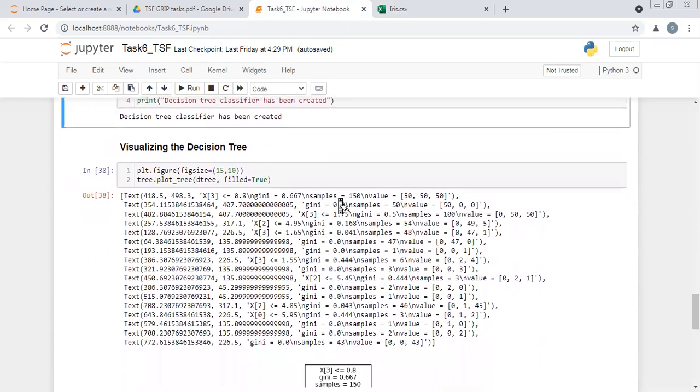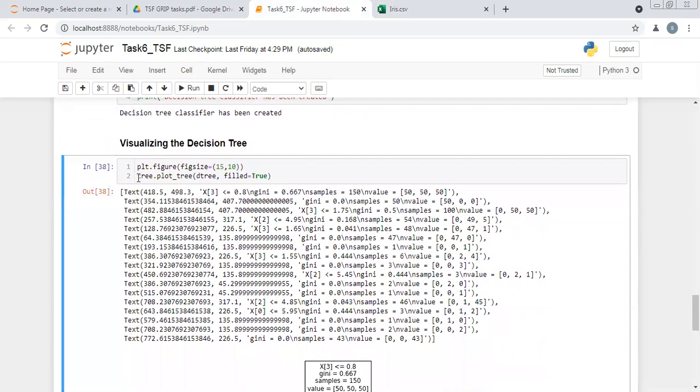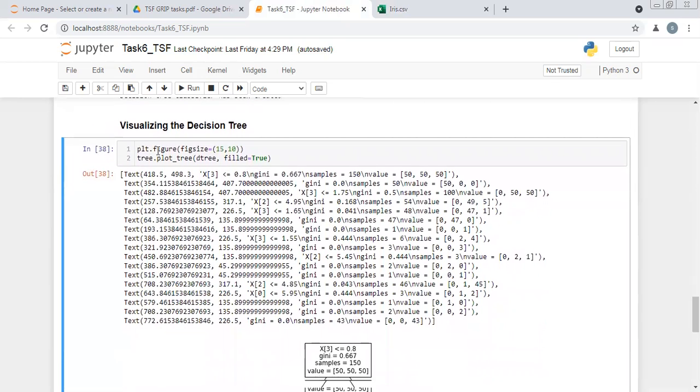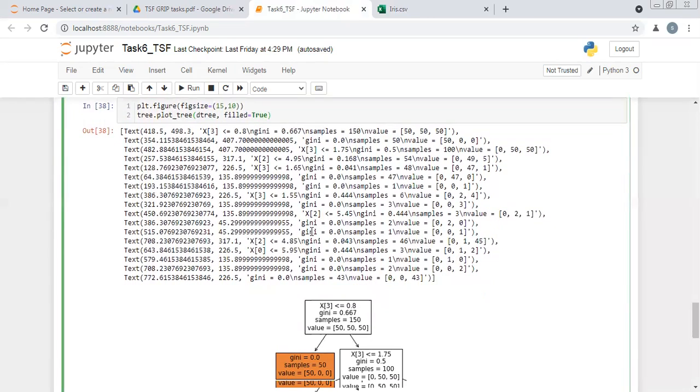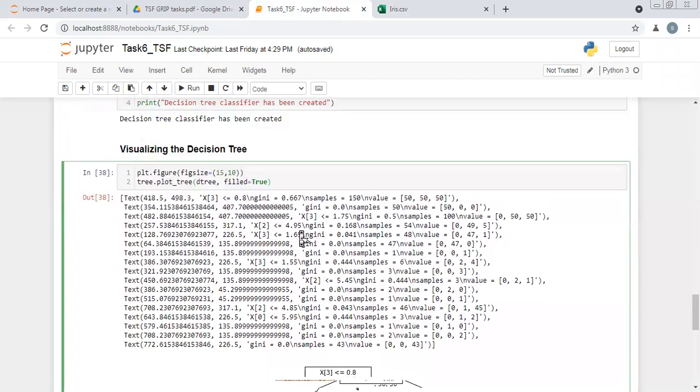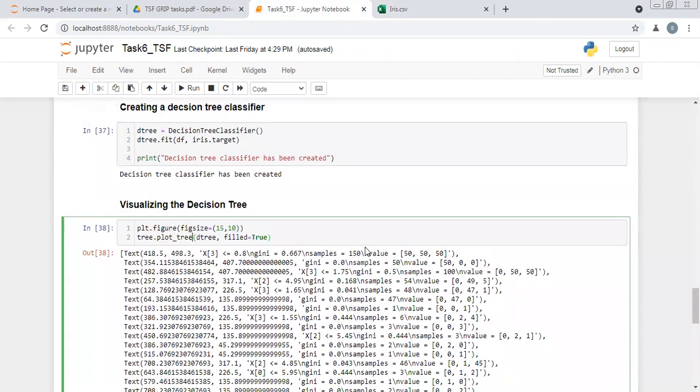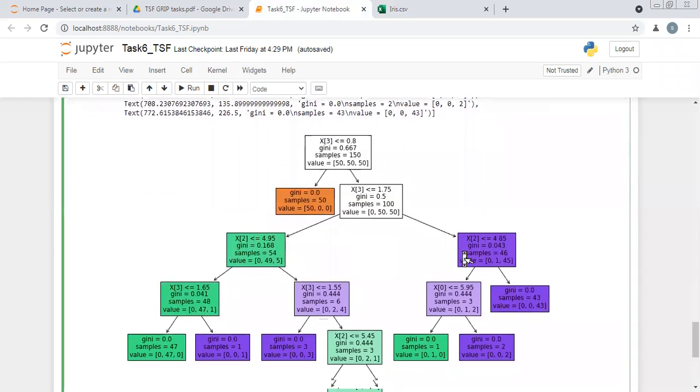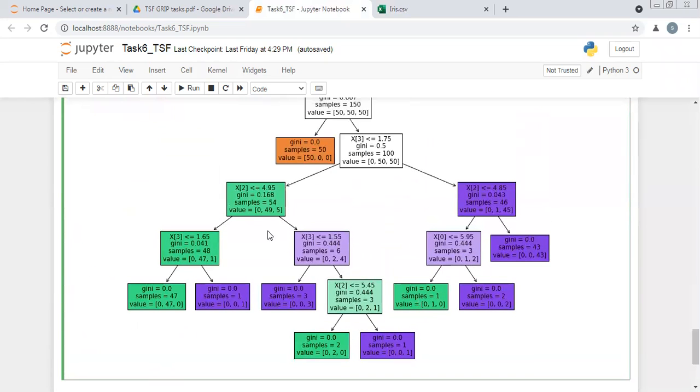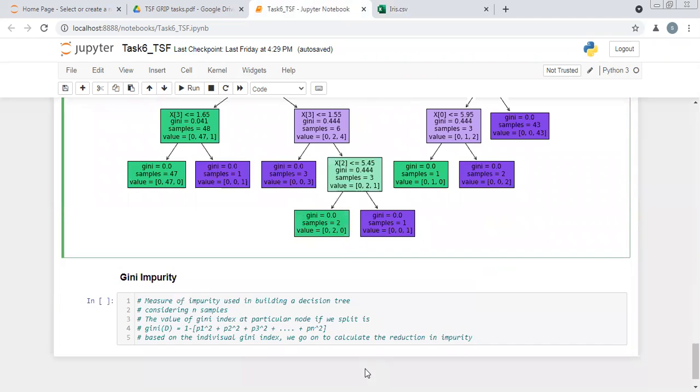Then visualizing the decision tree classifier. This has been done using plt.figure, where we are adjusting our figure size. There is one function called plot_tree, which is going to plot this decision tree classifier, and we are passing our d_tree variable to it for plotting the decision tree. So this was all about the decision tree classifier and whatever I have done in my code.